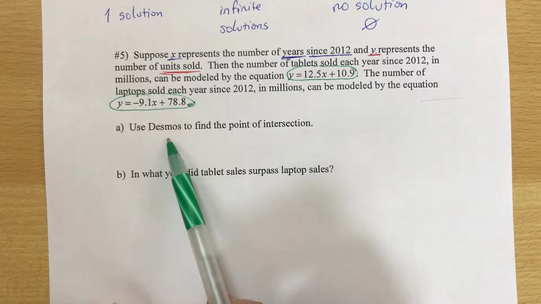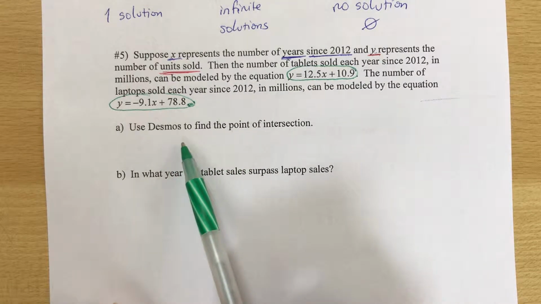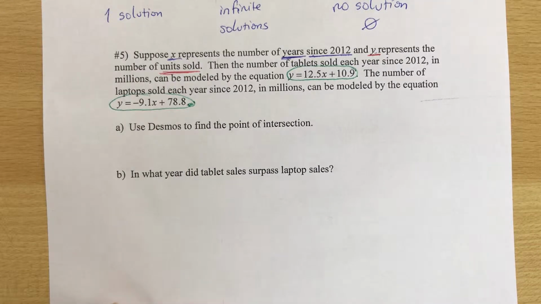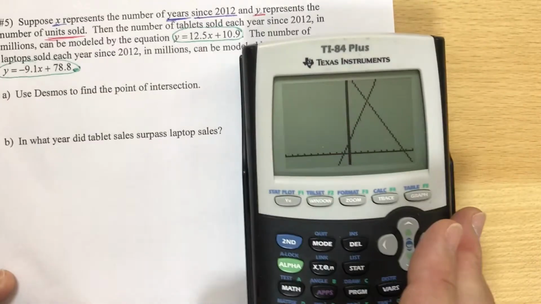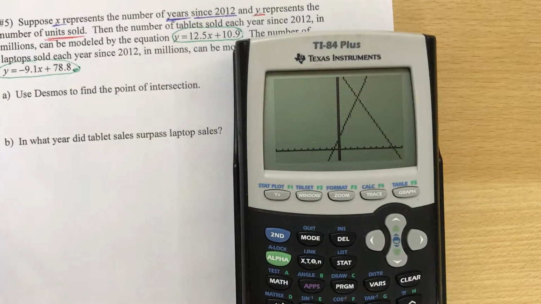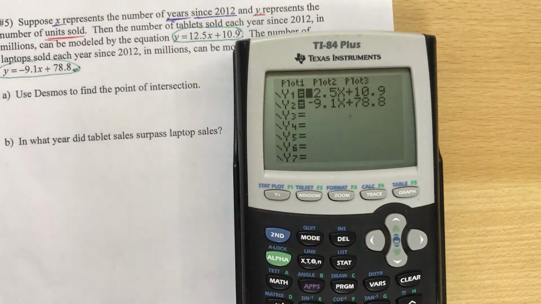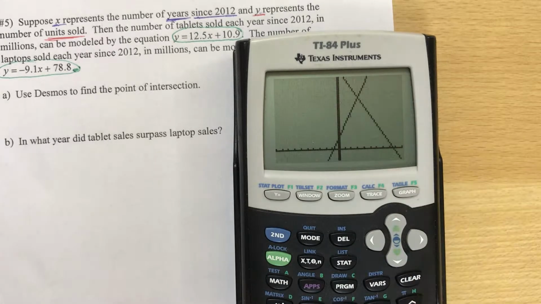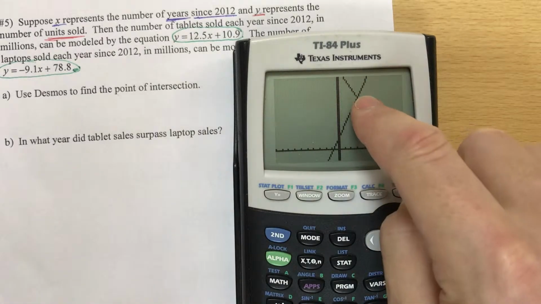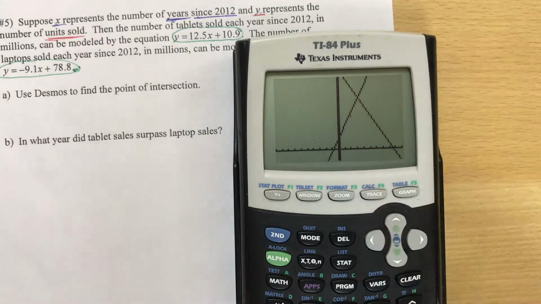All right, Desmos is an online site. You could graph it by hand. You could use a graphing calculator. What we're looking for, I'll show you on the graphing calculator. If I graph both of those equations, notice that they cross here. What I want to find is the intersection point.